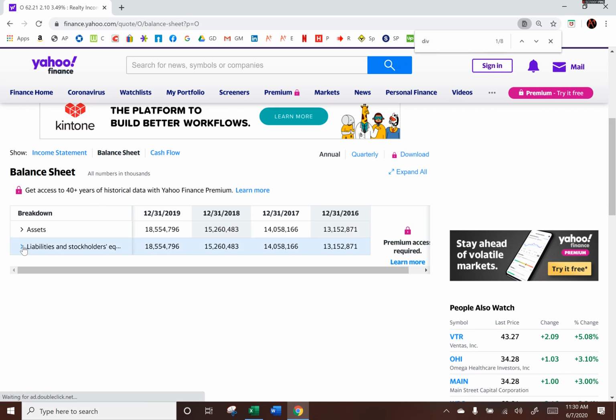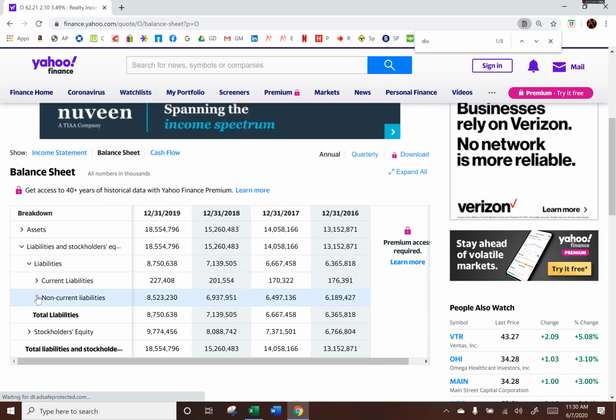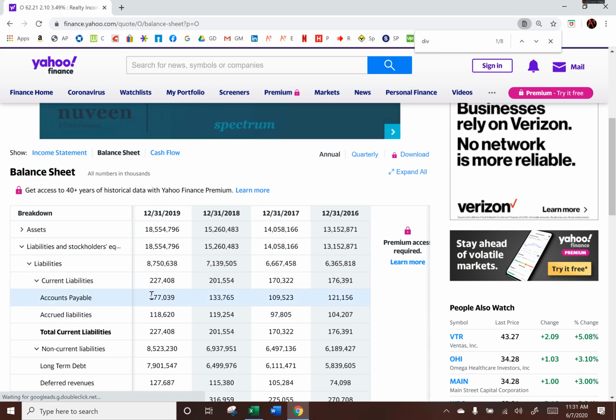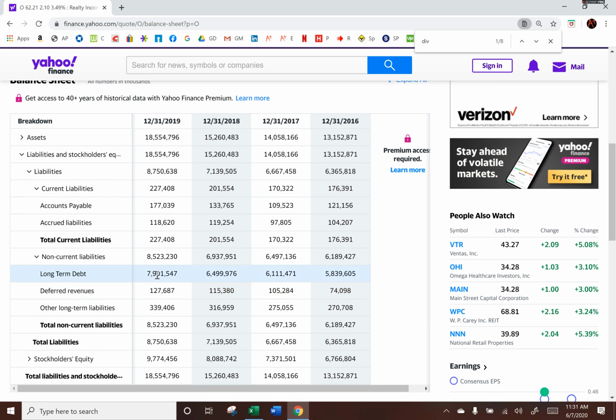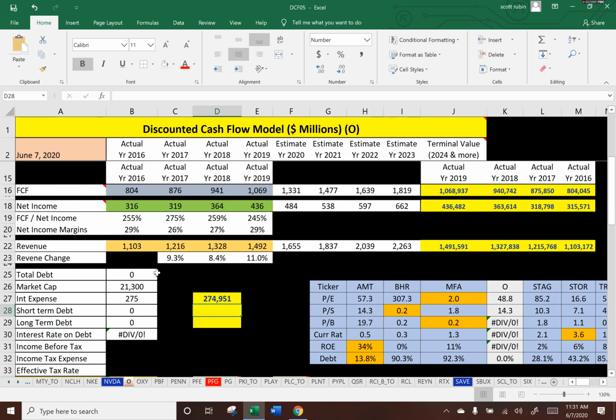And now I need to see how much debt they have. So we'll go to the balance sheet and go to the liabilities section. They have no current debt. They have $7 billion of long-term debt.